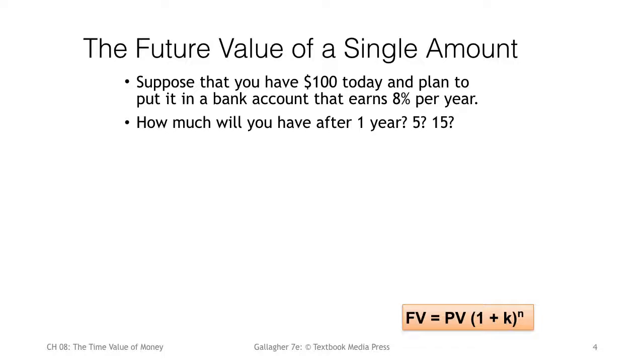So after 15 years, it's 100 times 1.08 to the 15th power. And what you see on the bottom right corner is the future value is equal to the present value of the amount that you're talking about, which in this case was $100, times 1 plus the interest rate, all to the nth degree.